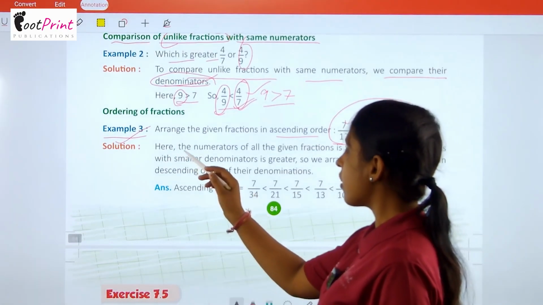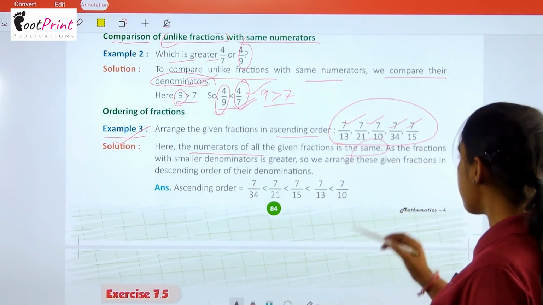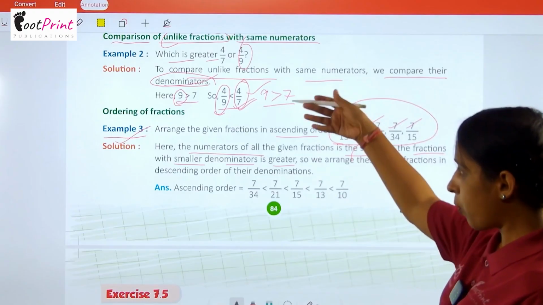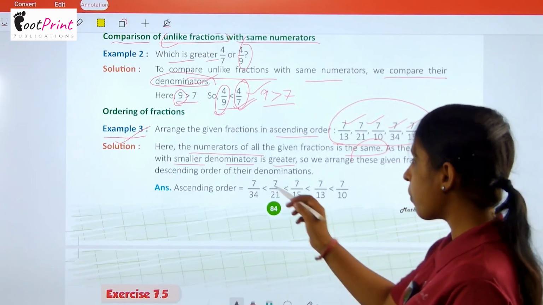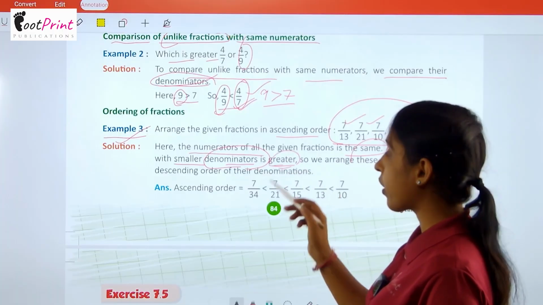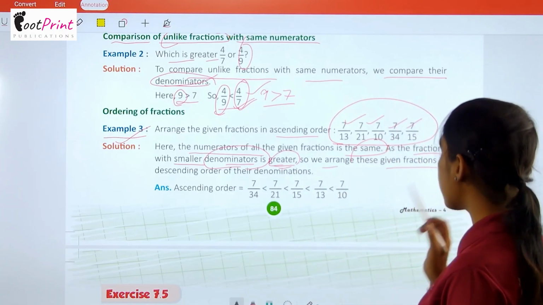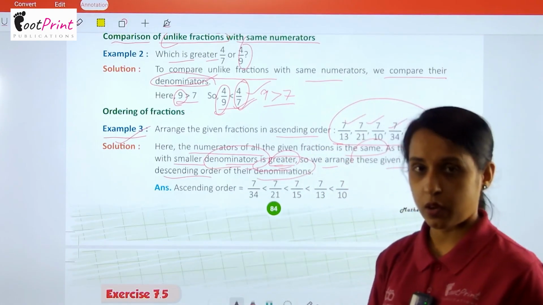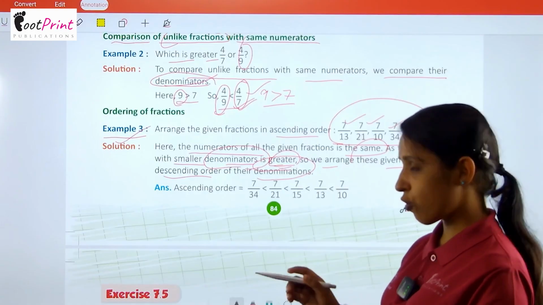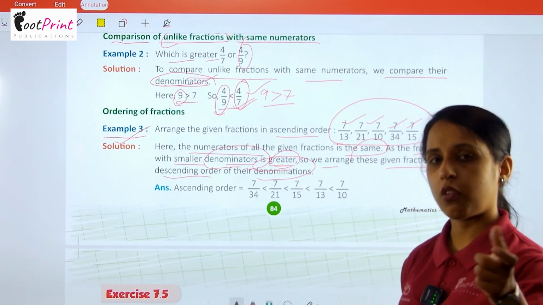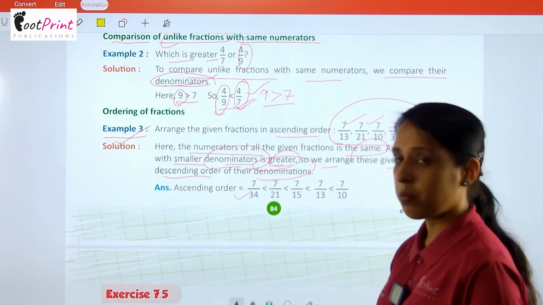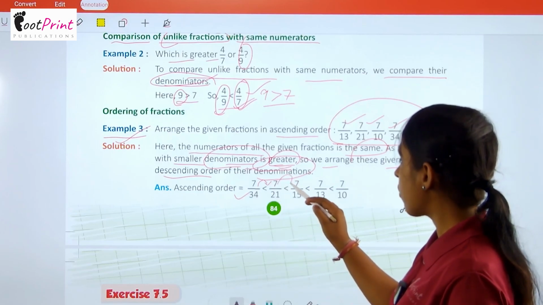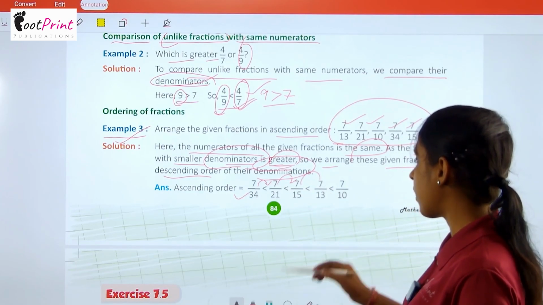Okay, so here the numerator of all the given fractions are the same, so the fraction with smaller denominator is greater. जैसे कि हमने अभी ऊपर पढ़ा है कि जो स्मॉलर डेनोमिनेटर होगा वो बड़ा नंबर होगा. सो हम फ्रैक्शंस को डिसेंडिंग ऑर्डर में अरेंज करेंगे. किसके डिसेंडिंग ऑर्डर के, डेनोमिनेटर का डिसेंडिंग ऑर्डर. अगर हमें इसे असेंडिंग में अरेंज करना है क्योंकि जो सबसे बड़ा डेनोमिनेटर होगा वो छोटे नंबर को दिखा रहा होगा. सो हियर 7/34 लेस देन 7/21 एंड उससे बड़ा हो जाएगा 7/15, उसके बाद 7/13, देन 7/10.